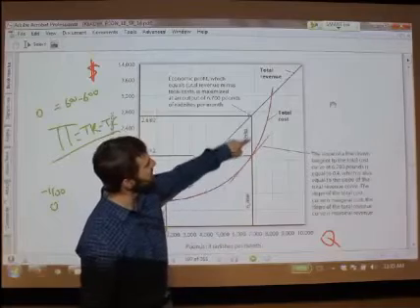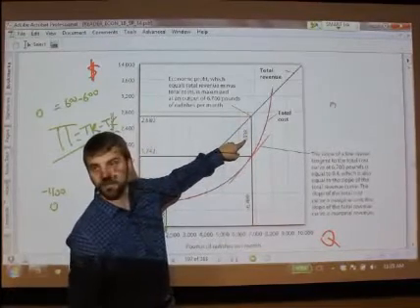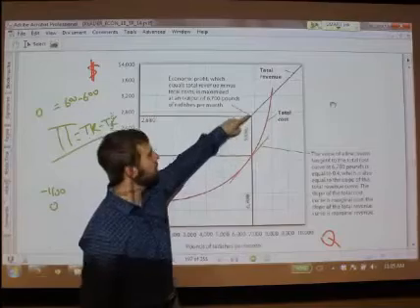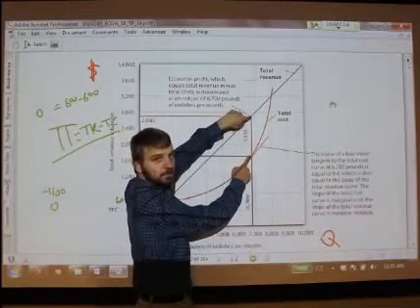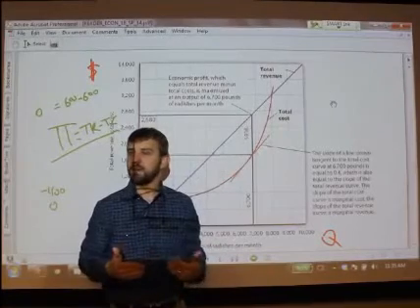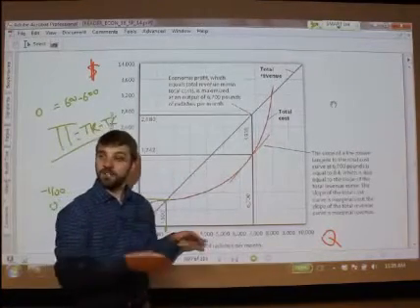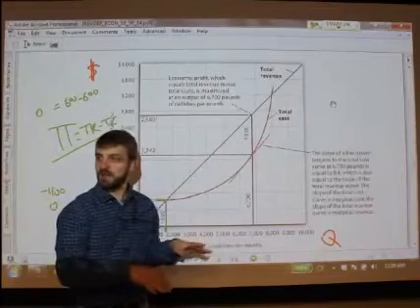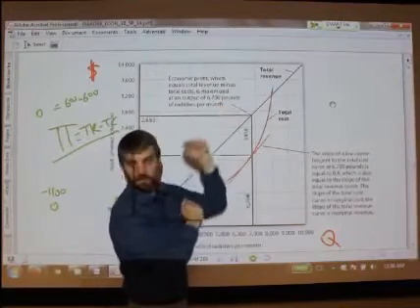The distance between total revenue and total cost is 938. That's your profit, right? Total revenue minus total cost is 938. So in other words, when a firm is deciding what quantity to produce, they pick the quantity where the difference between total revenue and total cost is the highest. In other words, where this difference is the highest, right?